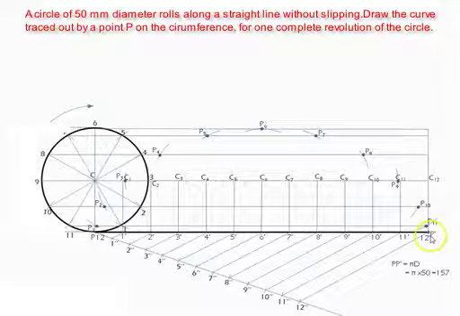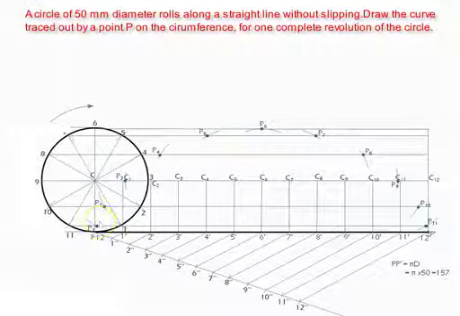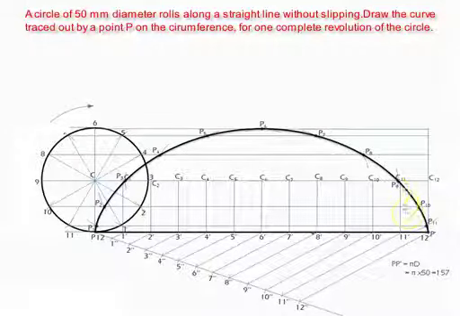And as you get all these points P1 to P12, finally you have to join them, connect them by means of a smooth curve. You can join them by means of a French curve, and there you get a cycloid profile, or a cycloid curve. That's it.